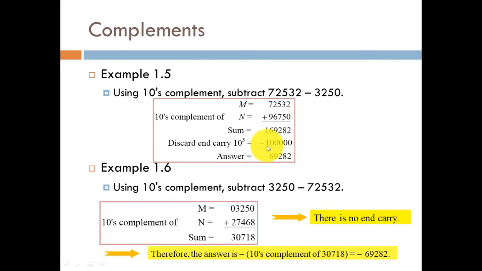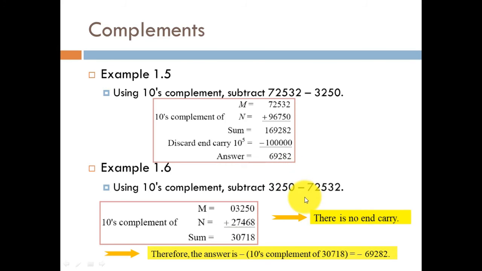So when we subtract this, we are left with 69282, and that will be the answer. You can easily check it, and this is what our first point is saying. Let us take another example where we need to subtract 72532 from 3250. Please keep in mind that here the value of N is greater than the value of capital M.